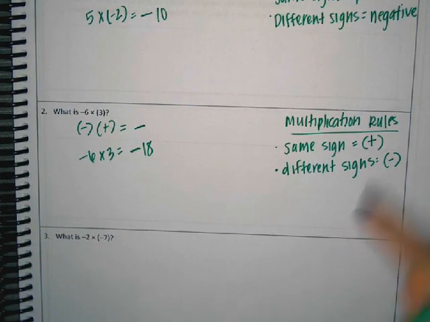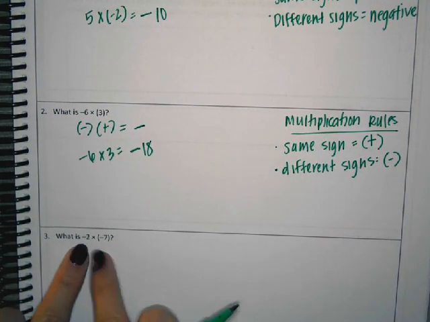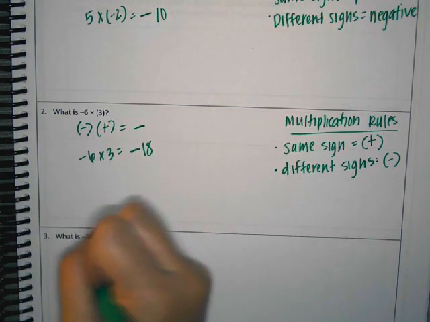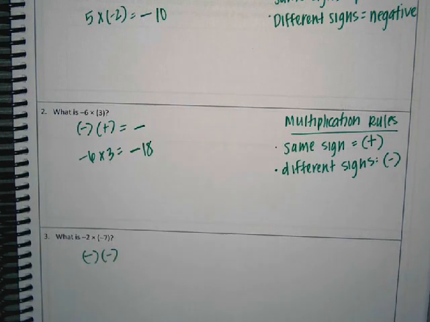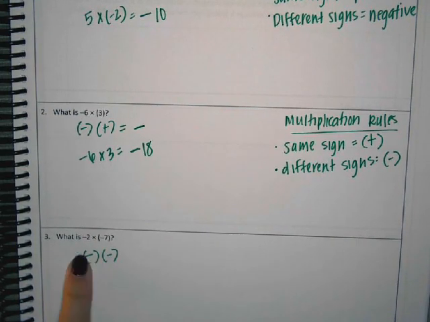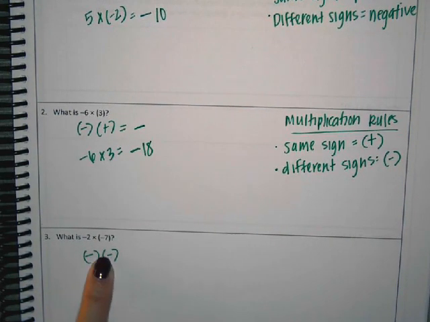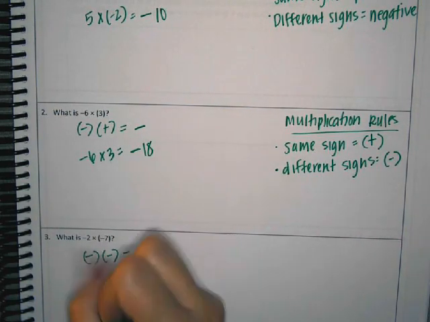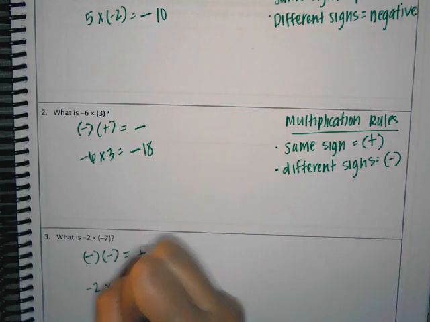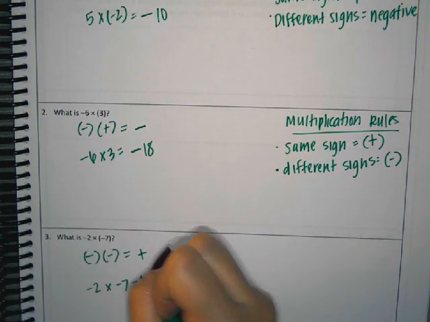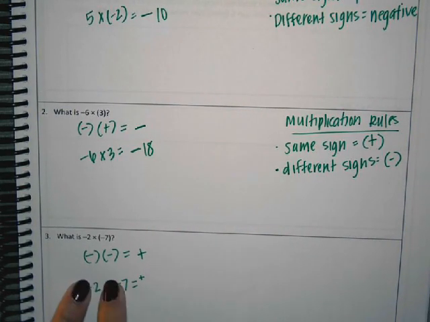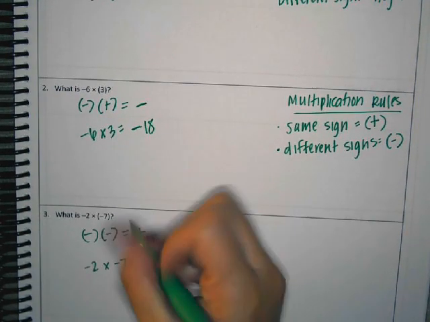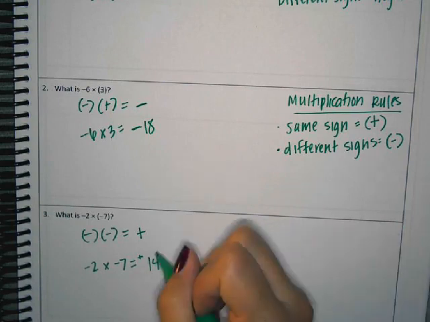Okay, using the rules from above, I have negative times a negative. -2 times -7. So negative times a negative, 2 of the same sign, both are negatives. So I know my answer is going to be a positive. So -2 times -7 equals a positive. 2 times 7 is what? 2 times 7 is 14, so a positive 14.